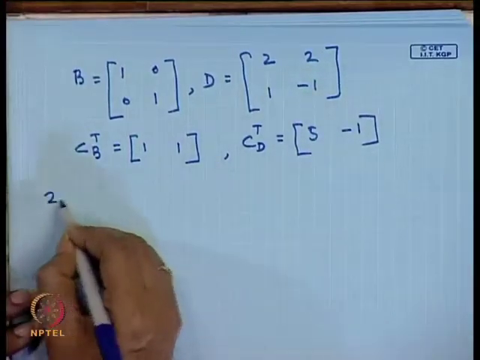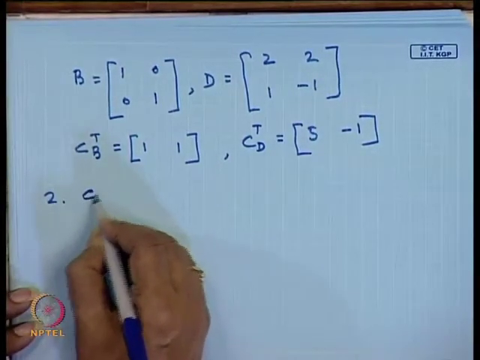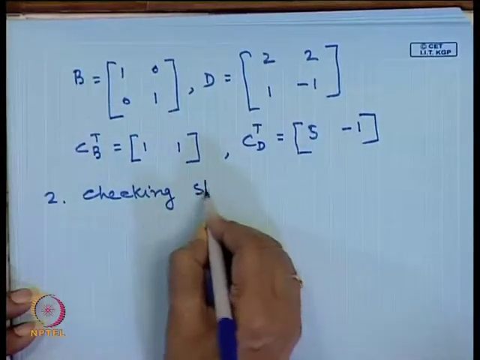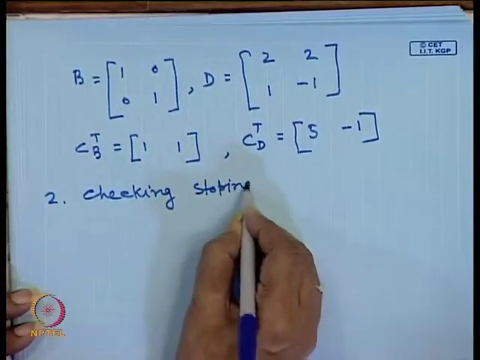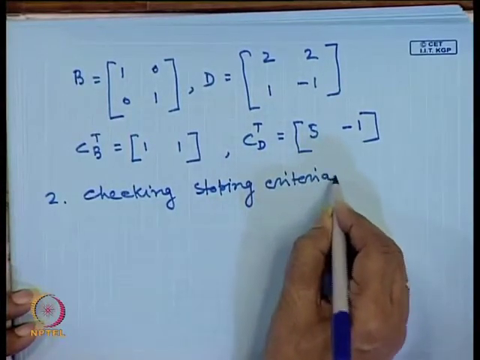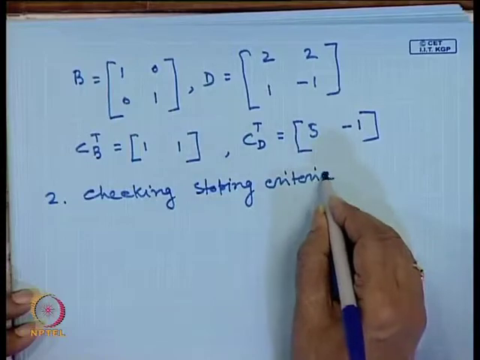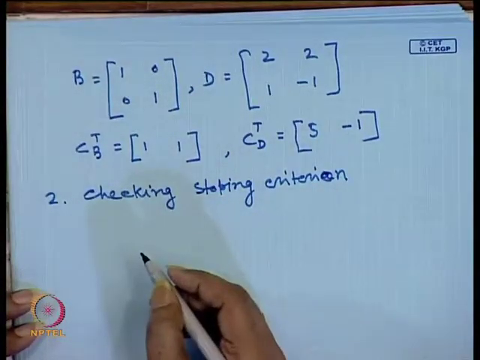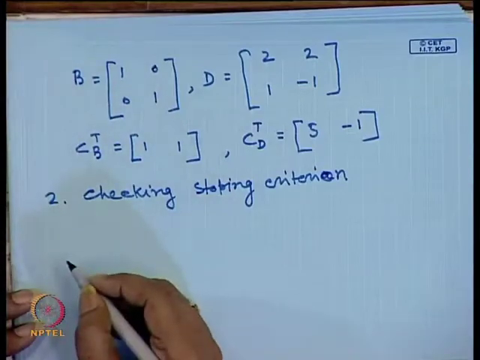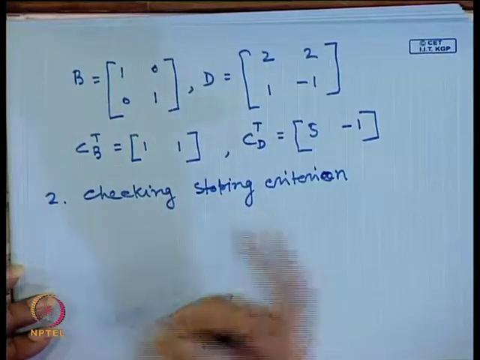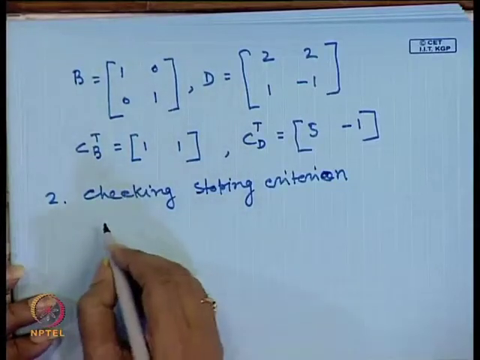Now, the second step is checking the stopping criteria. Agree? What is the stopping criteria? How to check it? You have to find out R D transpose, the row vector. This is the stopping criterion to check.